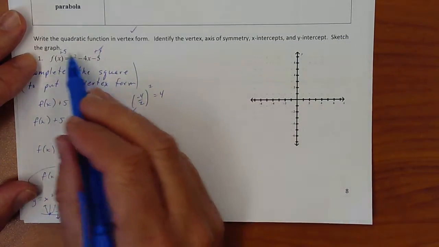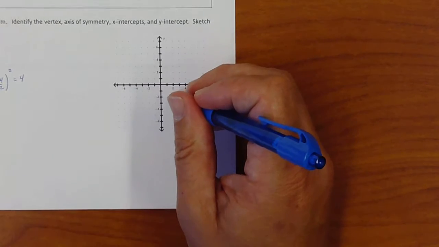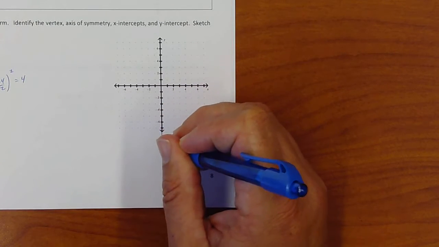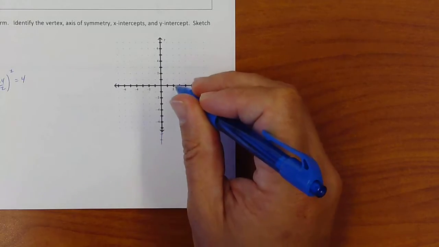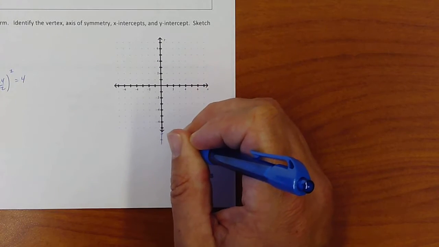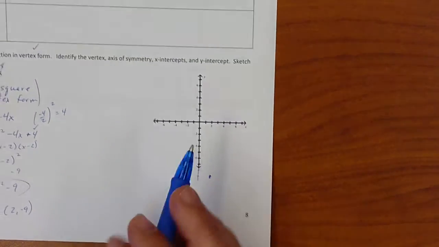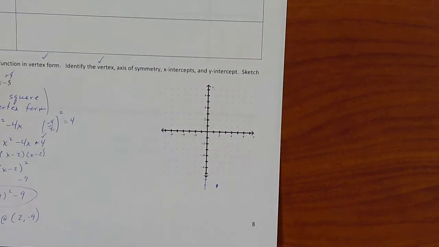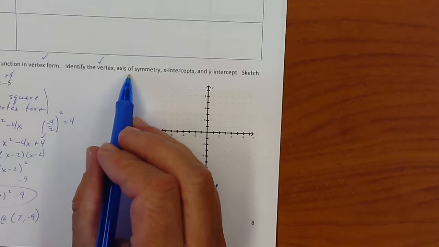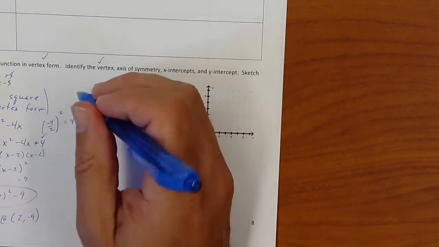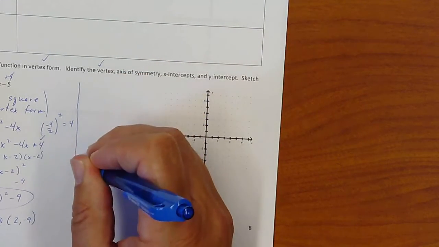Okay, and we're going to sketch the graph, so we can go ahead and get over here and put that on there. 6, 7. Extend this line. 8, 9. Okay, so that's our turning point. All right, so we identified the vertex. Let's wait on the axis of symmetry. Let's get the intercepts next, and then I want to conclude with the axis of symmetry.